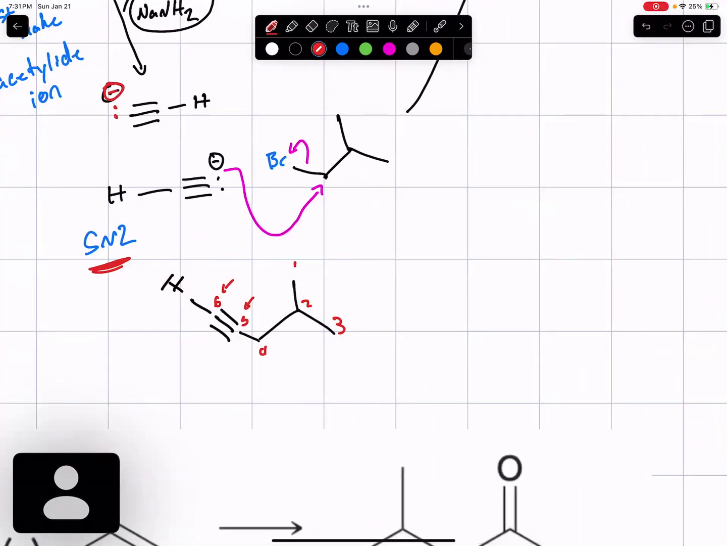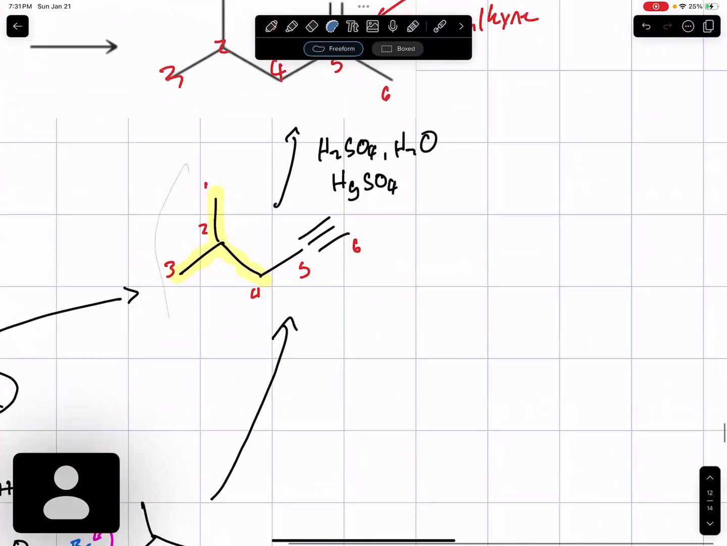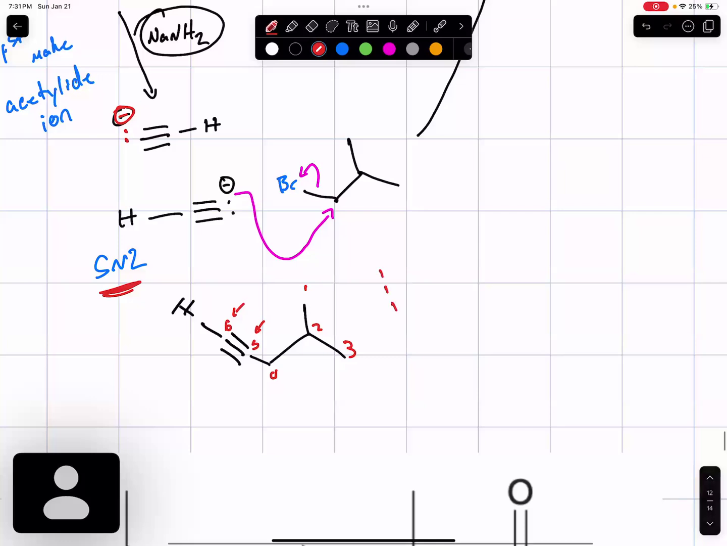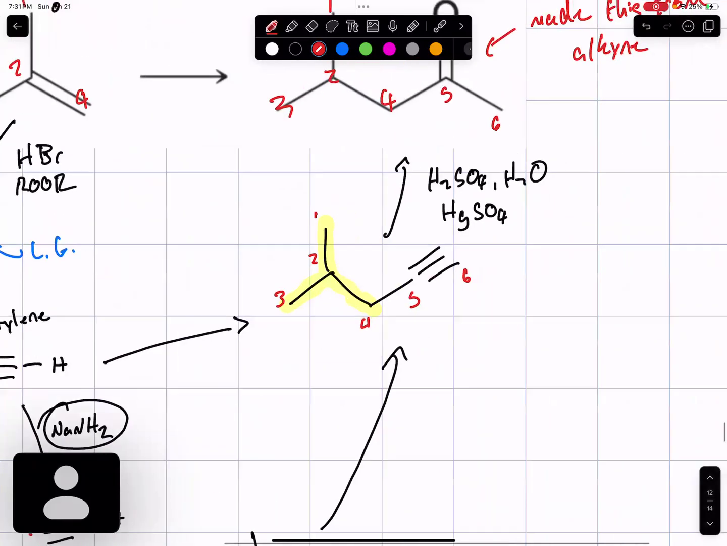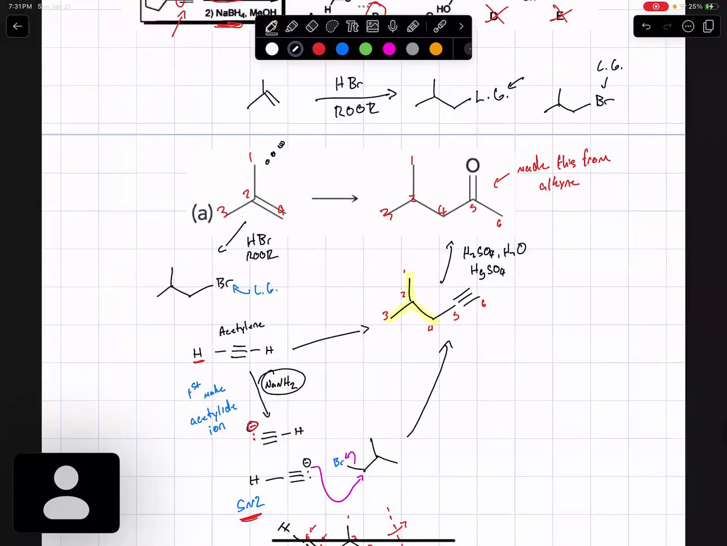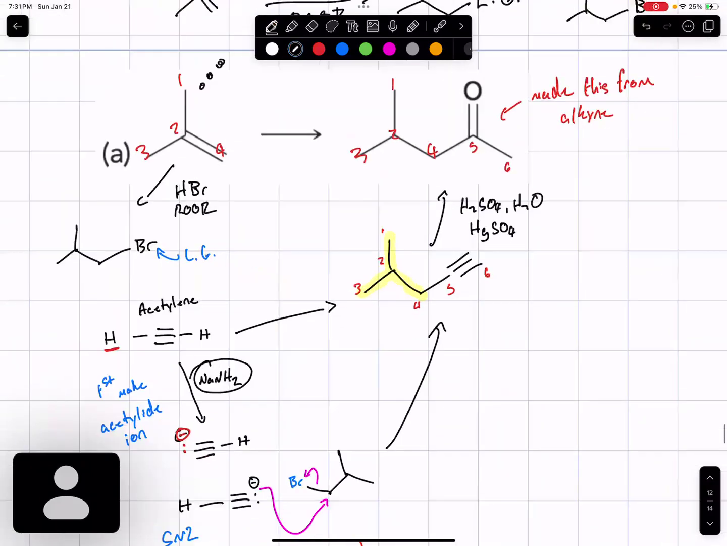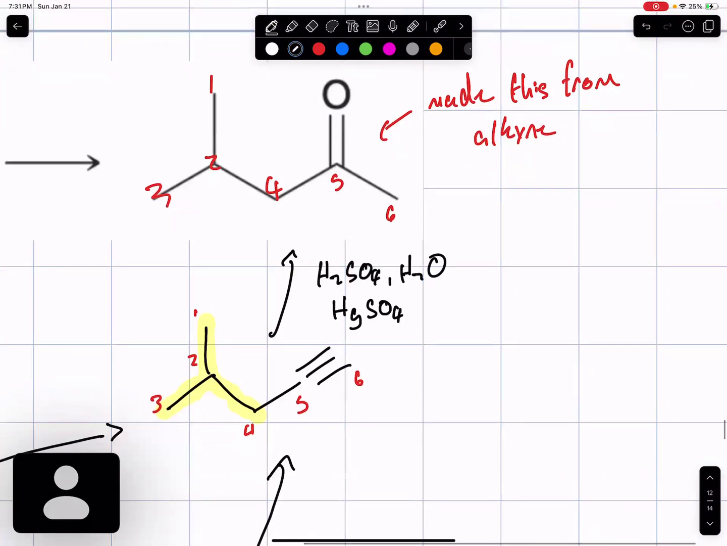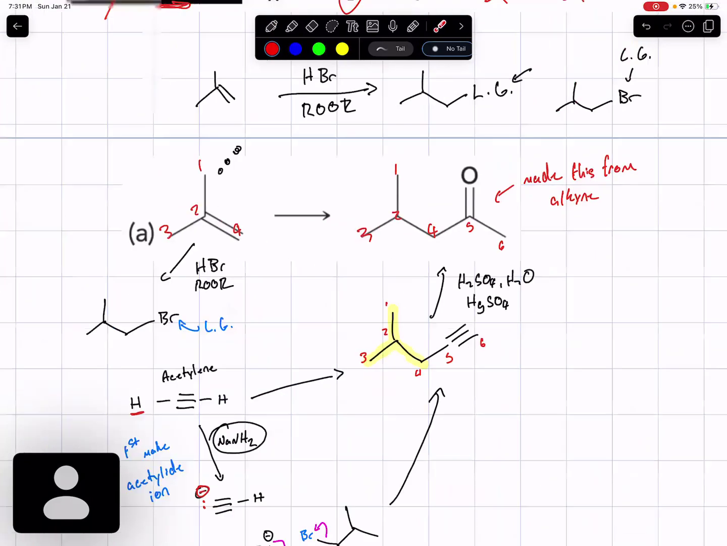This group here is the same as this group over here, right? All I did was flip this molecule. Once I flip this, guess what? These are the same reactions that we've been doing in all these previous questions. We used an alkyne to make a ketone by adding to the internal side, to carbon number 5. Do you guys need a further explanation?